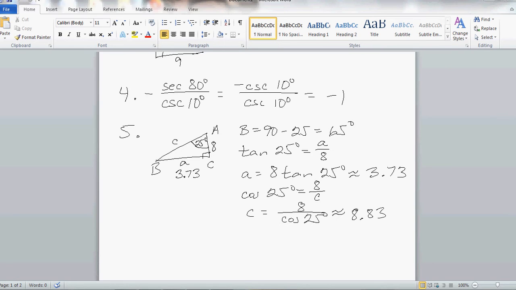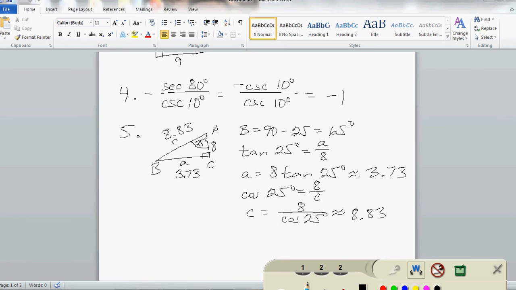Now, just to verify, we would probably want to see, does this make sense as far as the Pythagorean theorem? Does 8 squared plus 3.73 squared equal 8.83 squared? And I think if you do that, you will see that that is indeed the case.